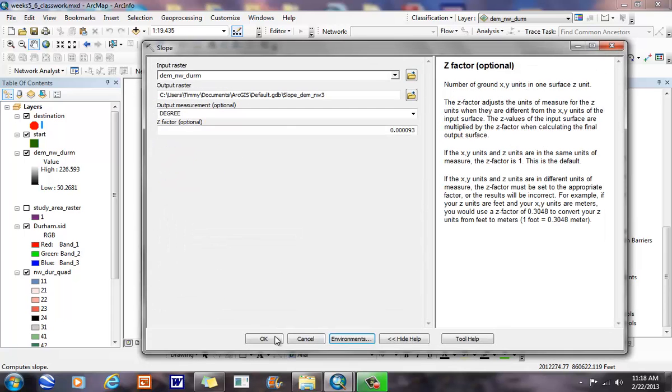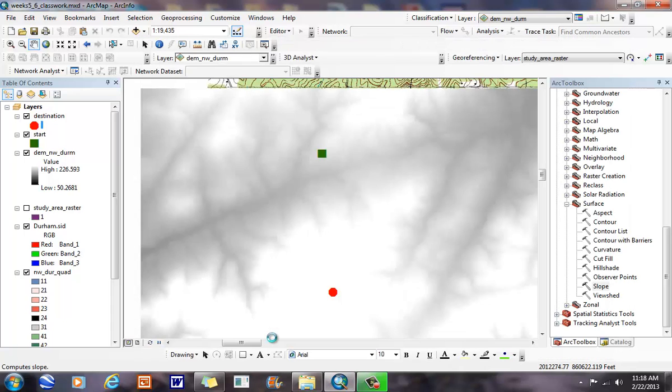And when I'm set here, I'm going to click OK. I'm going to click OK here. And let's go through and calculate this really quickly. Okay, and this is a pretty small study area here. You can start to see my computer is a little bit older here, so I can calculate this.